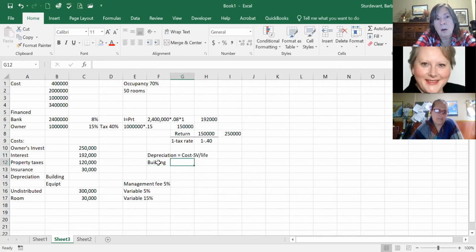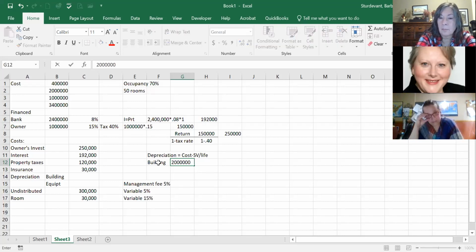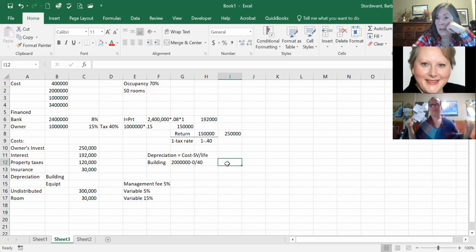Now the building cost $2 million. It has 0 salvage and it has a 40-year life. So you're going to take the 2 million minus 0 salvage, divided by life, and they told you it had a 40-year life. Okay? And that's how you would calculate the depreciation.